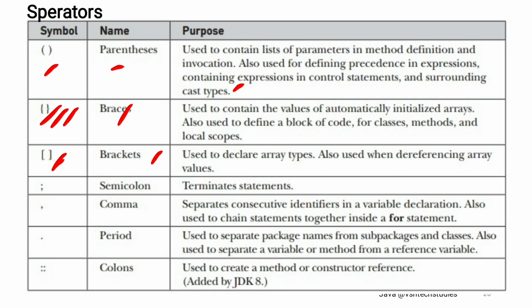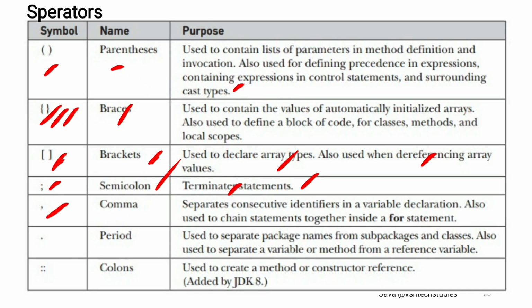These square brackets are called brackets, while the flower brackets are called braces. They are used to declare array types, and also used when dereferencing array values. Dereferencing array values means a[0], a[1], to access the element at each index position in an array. Then semicolon. This terminates statements, meaning whenever we write one instruction, at the end of the instruction we write a semicolon, indicating that one instruction is over. So that is terminating the statement.